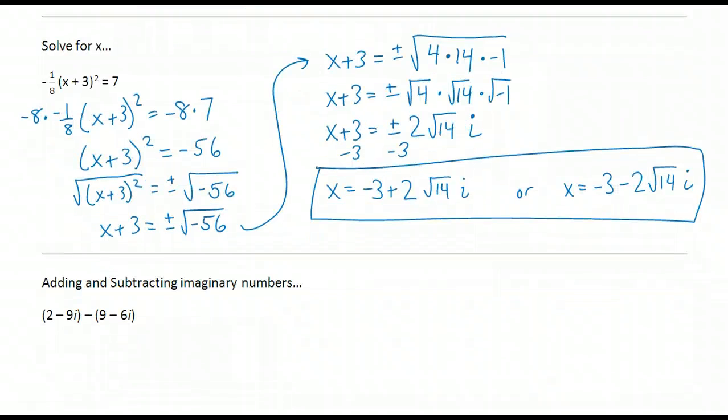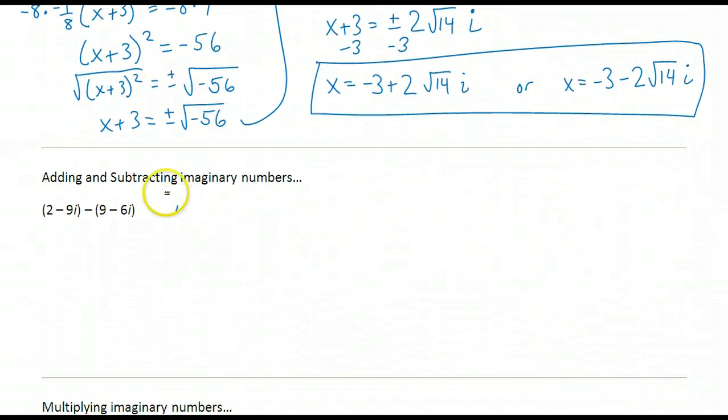Let's look at some operations that involve imaginary numbers. To subtract or add imaginary numbers, I need to add or subtract my like terms. If I look, 2 is an integer, -9i is an imaginary number. 9 is an integer, 6i is an imaginary number. So I need to combine 2 and 9. So I have 2 minus 9. 2 minus 9 is negative 7. And now I need to combine -9i and 6i.